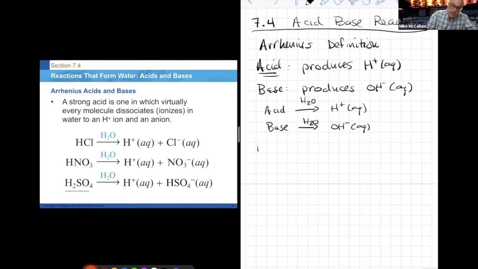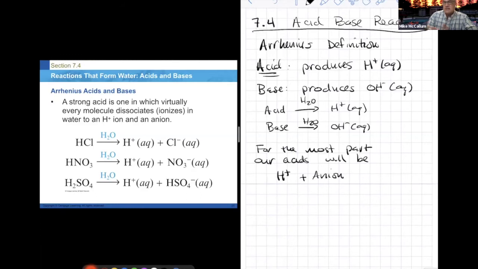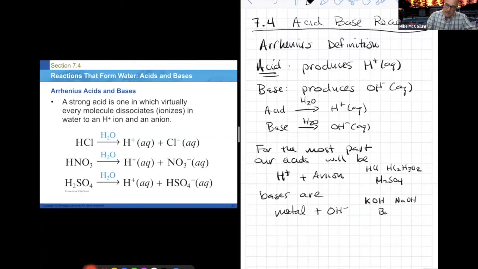For the most part, our acids that we see here are H plus and anion, right? This is kind of how we define them when we did nomenclature. And bases are a metal plus OH, right? So an example of the first one would be HCl, HC2H3O2, and H2SO4. An example of this base definition would be KOH, NaOH, and even BaOH too.